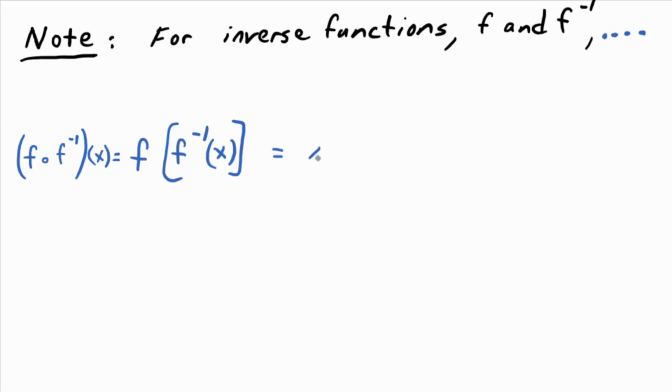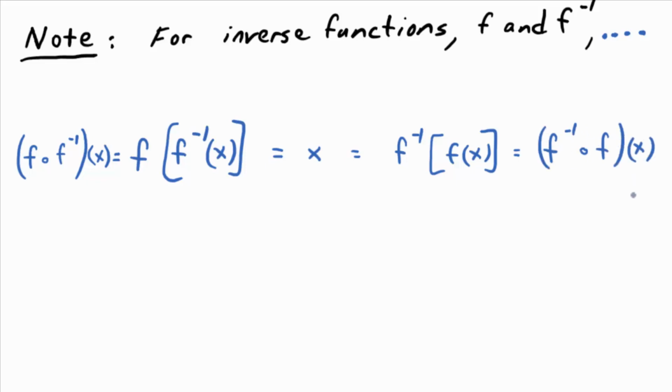And it works the other way around, by the way. If you make the f inverse the outside function, f inverse of f of x is also equal to x, which, using the composite notation, is f inverse circle f of x. Long story short, you compose inverse functions, they knock each other out, and you're just left with x.